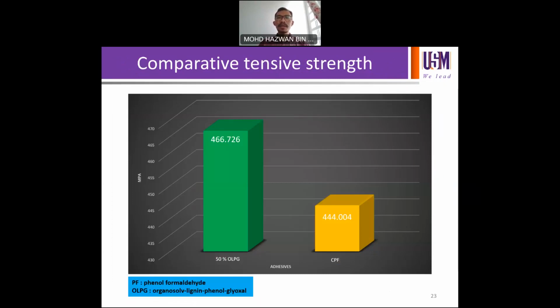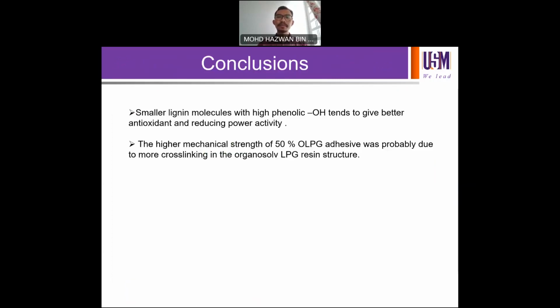We also did a comparative study between 50% organosolv lignin phenol glycol and a commercial PF resin. It showed a tremendous increase for the lignin adhesive that we have developed as compared to commercial PF. So it means that it is still acceptable to be used in industrial applications.